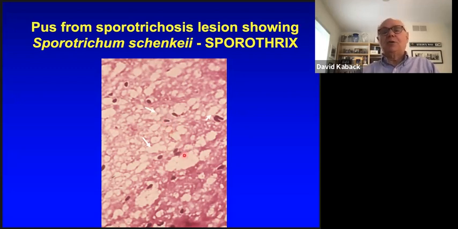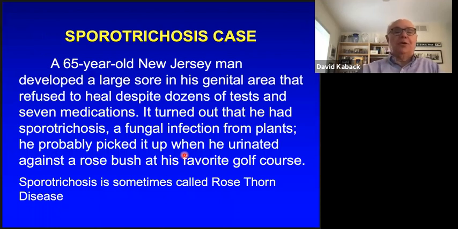How do you get sporotrichosis? Here's my favorite story. A 65-year-old man developed a large sore in his genital area that refused to heal despite dozens of tests and 7 medications. It turned out he had sporotrichosis, a fungal infection from plants that he probably picked up when he urinated against a rose bush at his favorite golf course.